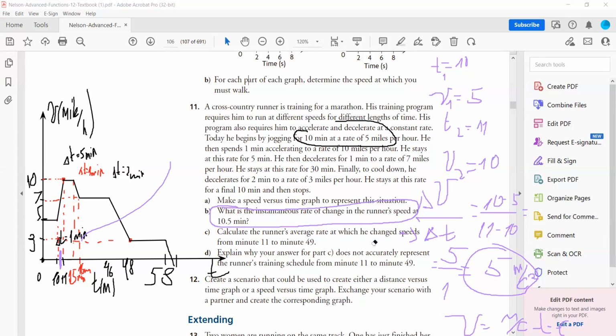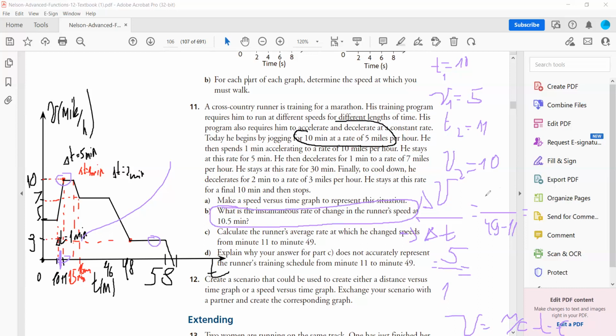Calculate the runner's average rate at which he changed speed from minute 11 to minute 49. So now we have to use the same formula, but just replace values. Average rate of change of speed from minute 11 to minute 49. So 49 minus 11, and let's take a look: at 11 minutes, his speed was 10 miles per hour. And at 49, he was running constantly at a speed of 3 miles per hour.